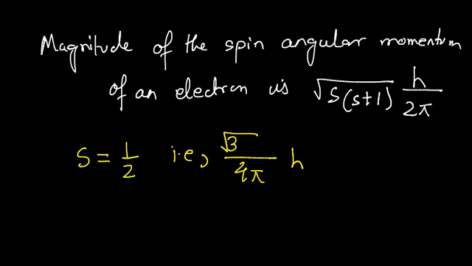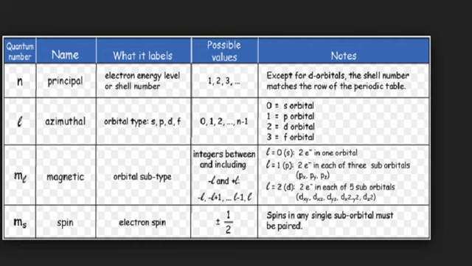Spin angular momentum is a vector quantity and can have only two orientations relative to a chosen axis. Now on the screen we have a very special and a very important table. This shows the quantum numbers and their significance. First is the principal, the electron energy level or shell number. It has possible values of 1, 2, 3, and its significance is it identifies the shell, and determines the size, number, and energy of orbitals. The number of orbitals in the nth shell is equal to n squared.